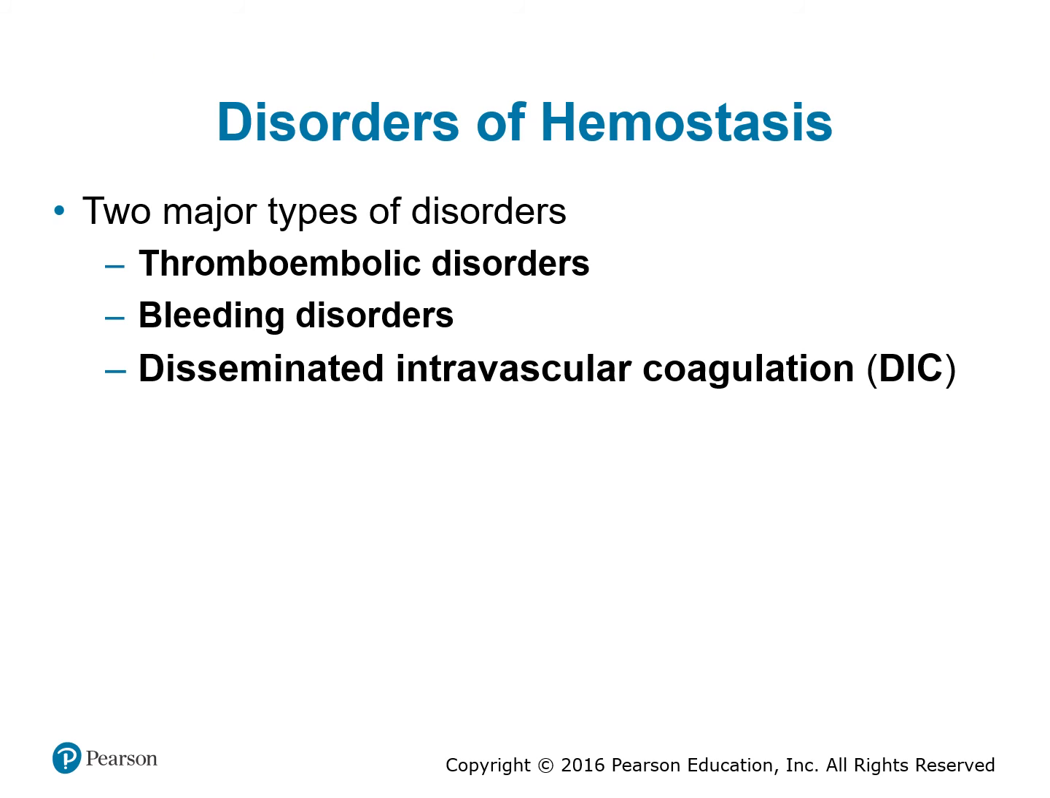When we talk about the disorders of hemostasis, the disorders can be categorized into two major types. We have the thromboembolic disorders, which result in undesirable clot formation, and we have the bleeding disorders, which result in abnormalities that prevent normal clots from forming in the first place. And then we have a condition called disseminated intravascular coagulation, or DIC. And DIC involves both the thromboembolic disorders as well as the bleeding disorders.